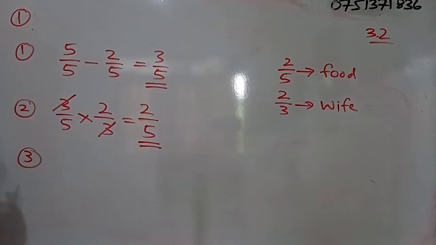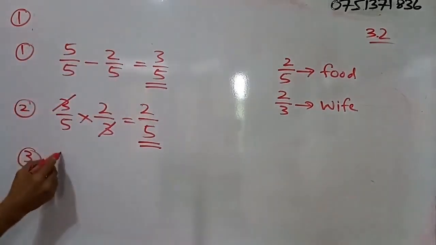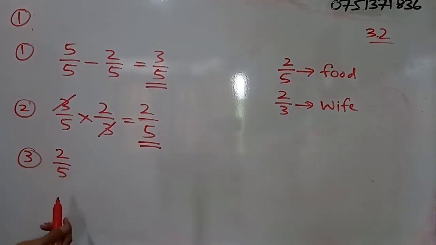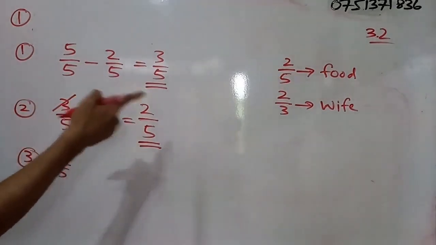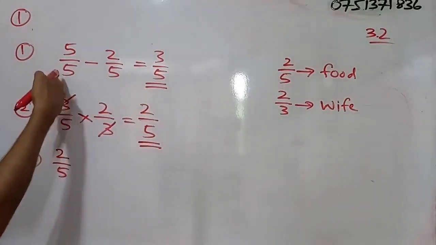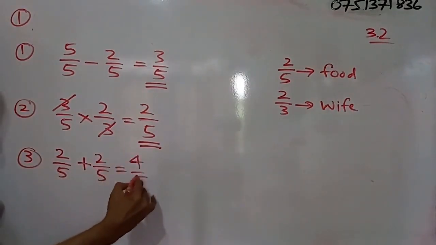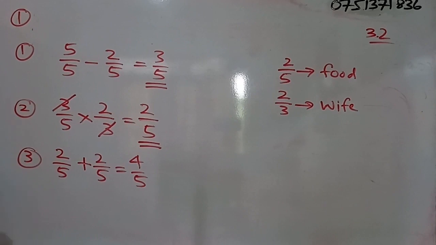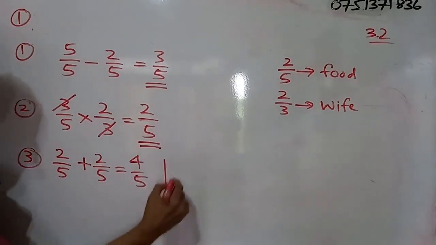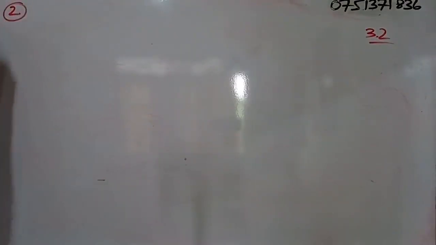Okay, so the third part. What fraction of his salary is left over after these expenses are made? Right. So 2/5 of his salary is spent for food. Then from the remaining amount he sends to the wife 2/3. So that is 2/5 again from his total salary. So we have to add that amount also. So we get what? 4/5. They are asking us what is the remaining amount. What is the remaining amount? 1/5. No? 1/5.